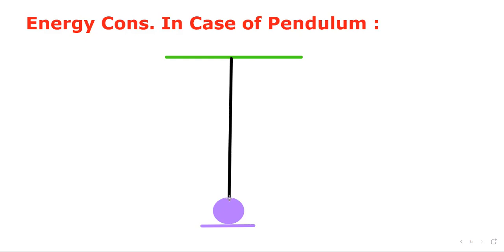Now you can see the height of this ball from the surface is 0. There is no height of this ball from the surface. That's why its potential energy is also 0. When height is 0, potential energy is also 0.